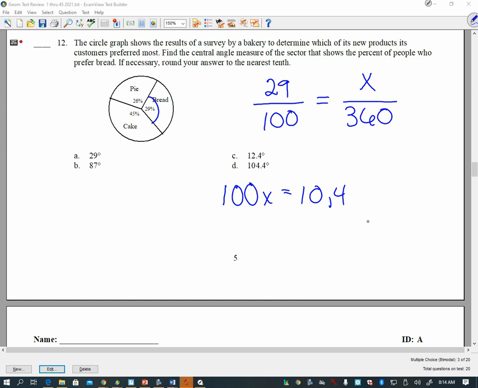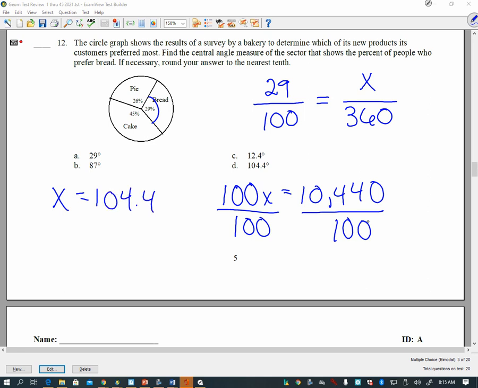10,440. Okay, what's my final step here? Divide by 100 on both sides. Okay, 10,440 divided by 100 is 104.4 degrees.